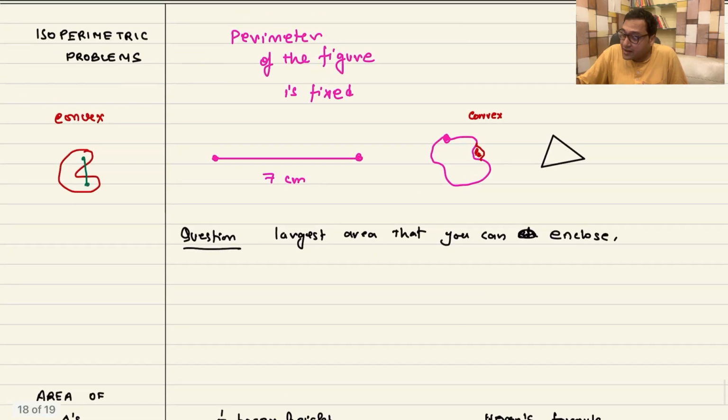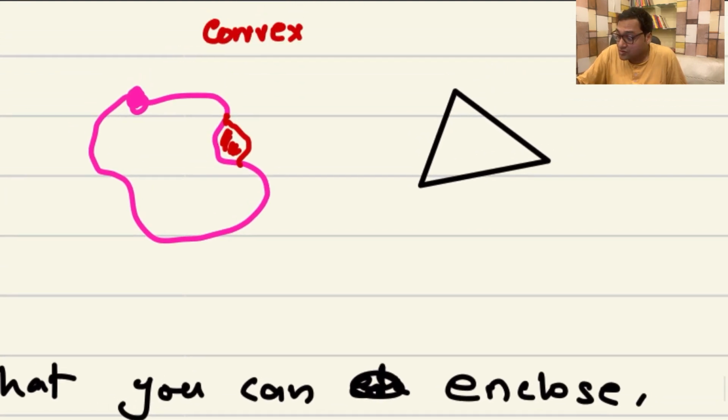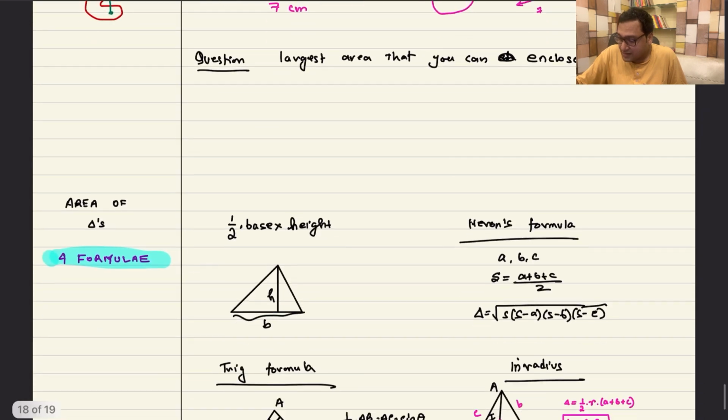So we are interested in all those triangles whose perimeter is equal to 7. The perimeter is equal to 7 and all the side lengths are integers, and we want to maximize the area of the triangle. Okay, so maximize the area of the triangle.